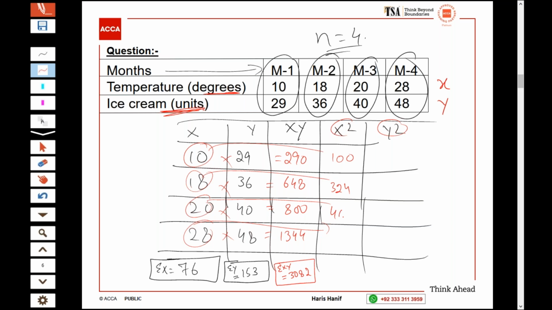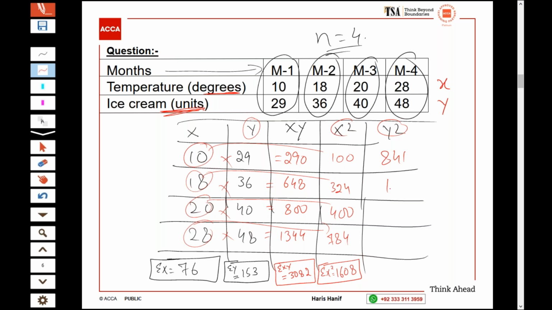That's 400, 784. And this is known as summation of x square, 1608. And then take the y square figure. Okay, take the y square figure.